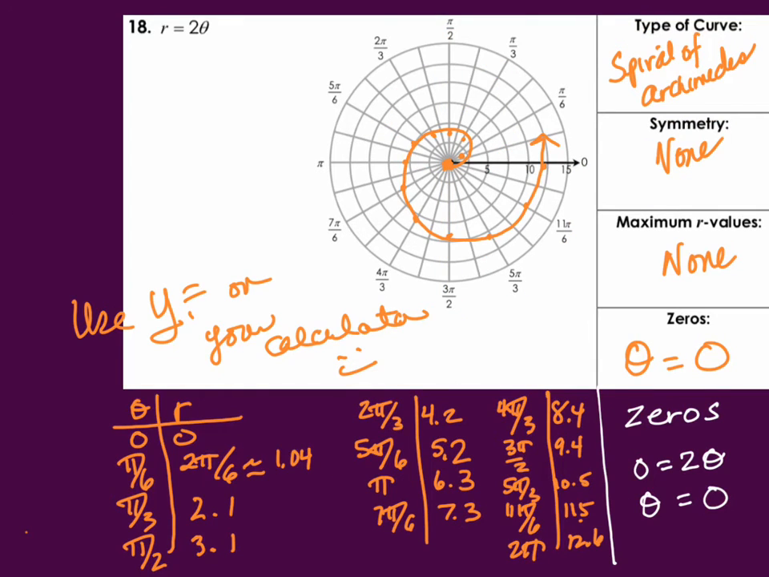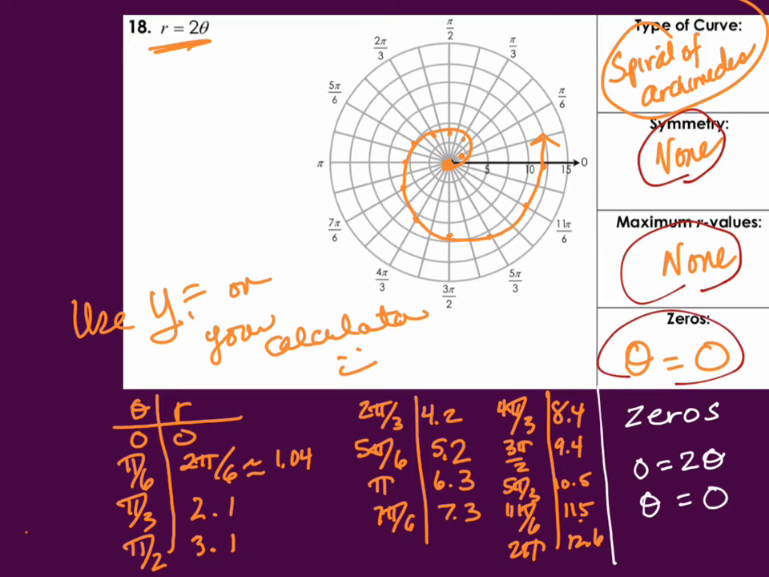Yeah, spiral of Archimedes. I skipped to number 18 in your notes. So go to number 18, you get r equals 2 theta. You see there's no trig function. So here's how you do that. First of all, you know that it's a spiral of Archimedes, okay? And now that will have no symmetry, and it will have no maximum r values because it keeps getting bigger and bigger. And the zero is going to equal 0 in this case, because if you substitute 0 in for theta, you get 2 times 0, which is 0.